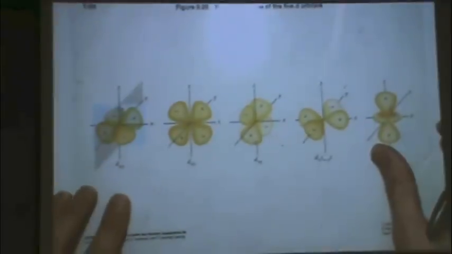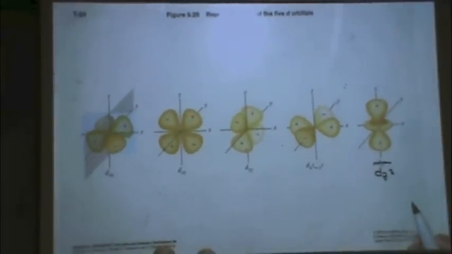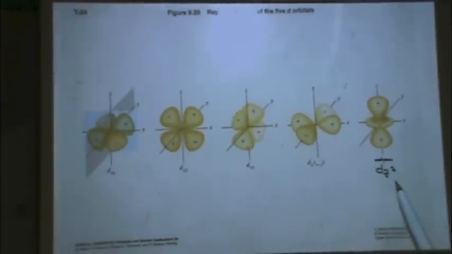Here they are. I told you already they look like a clover leaf. There's a mistake in this picture. This is the dz squared. So there's the dxy, the dyz, the dxz, dx squared minus y squared, and the dz squared. Okay? Just like the other classes, you get to learn how to draw all of these too. Yes, joy of all joys.